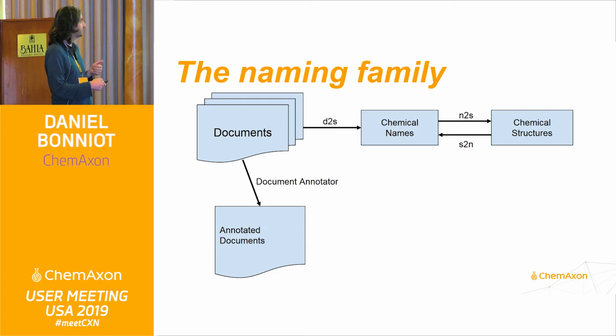And you can also go the other way around. So given the structure as an input, what is its chemical name? Either the IUPAC name, but it could be also the common names. And so we have all these tools. And the last one is the document annotator, that given a document, will create a new document that highlights the names that are present there. So this is the family of the tools that we have in that field.